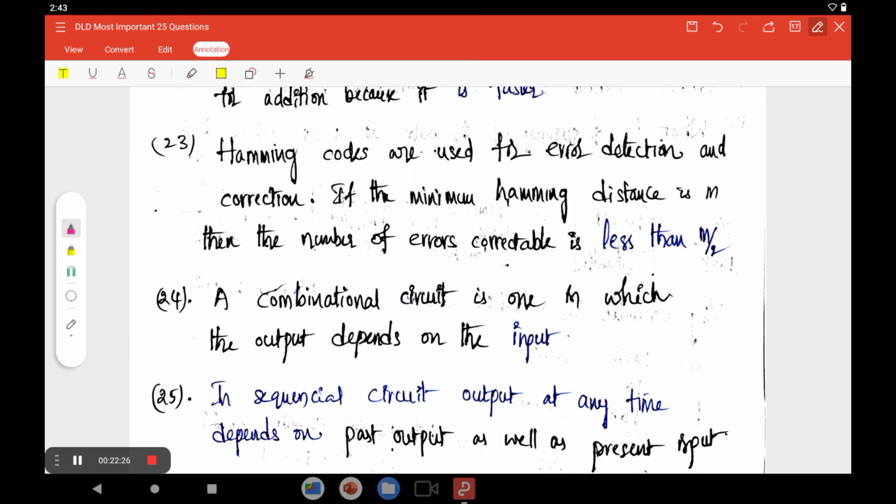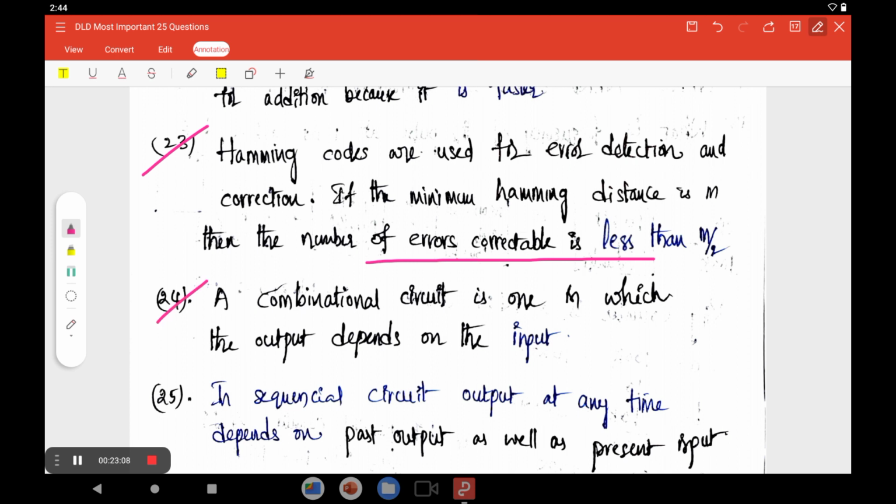Then the 23rd question. Hamming codes are used for error detection as well as correction. If the minimum Hamming distance is m, then the number of errors correctable is less than m by 2. So based on the minimum distance, only less than half of that can we detect as correctable. That is, if the minimum Hamming distance is m, the number of errors correctable is less than m by 2 only. Okay?